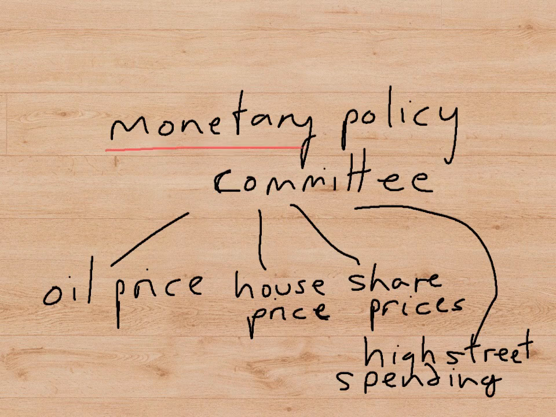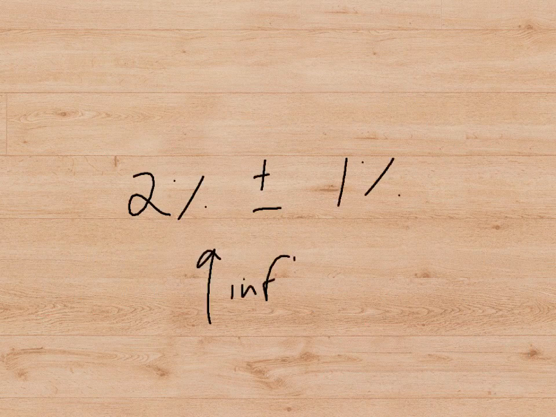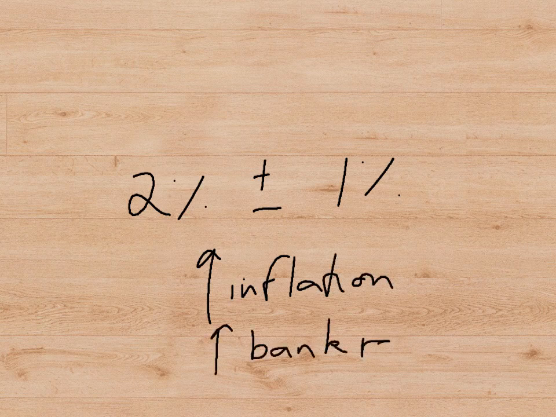So we have seen that the Monetary Policy Committee analyzes information on a monthly basis, information such as the oil price, house prices, share prices, and high street spending. By analyzing this information, the Monetary Policy Committee of the Bank of England forms a forecast or a prediction of what the inflation rate will be in the economy in the future. If it thinks that the inflation rate is going to rise and exceed the target inflation rate, which we know to be 2% plus or minus 1%, if they think that inflation is going to go beyond this upper limit of 3%, it will do something. And what it will do is use contractionary monetary policy. It will increase the bank rate.